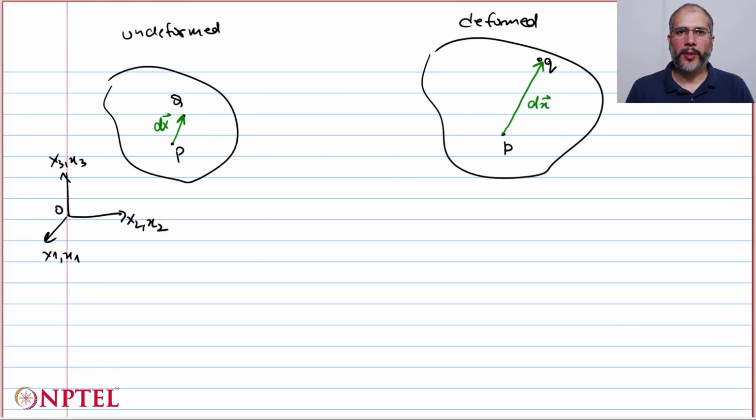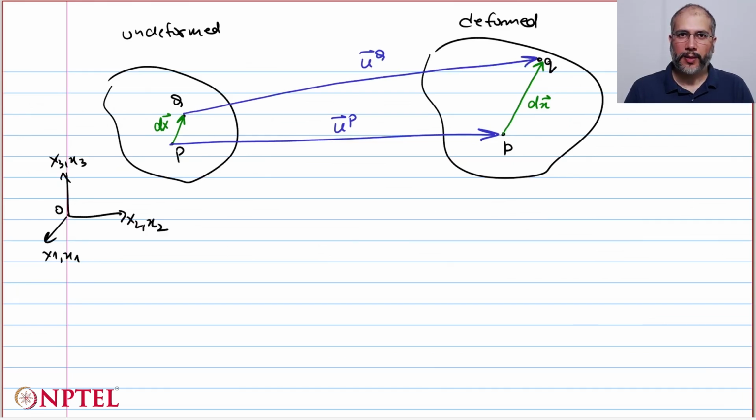and the displacement of point P is denoted by u super P, and similarly the displacement for point Q is denoted by u super Q. And then we say that since Q is close to point P, the displacement of Q will be slightly more than the displacement of P. So this differential displacement vector is the difference in the displacement of Q from the displacement of P. So this is also called the relative differential displacement.